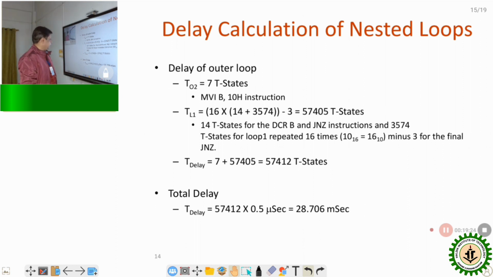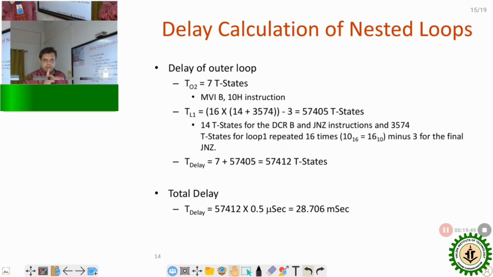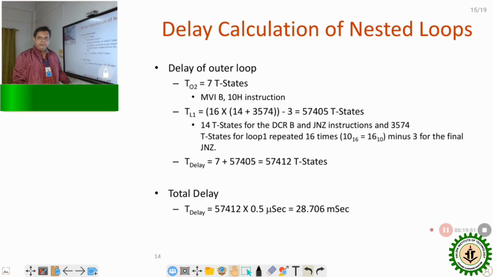57,405. Okay. But there is one more instruction which is outside the first loop. That's the outer loop. That is having 7 T states. So add it up. Total delay will come out to be 57412. And again the same thing. Let us say that the processor has a clock frequency of 2 megahertz. In that case, for one clock period, for one T state, the time will be 0.5 microsecond. So what is the total time for this many T states? It is 28.706 milliseconds.